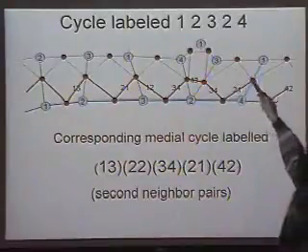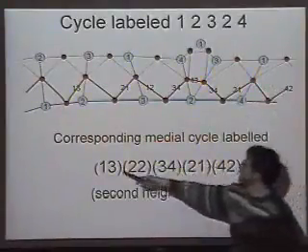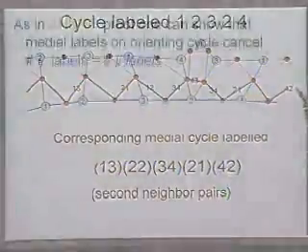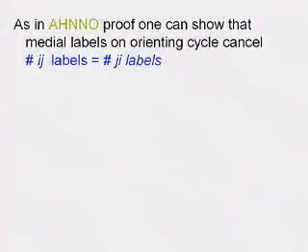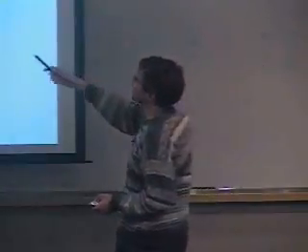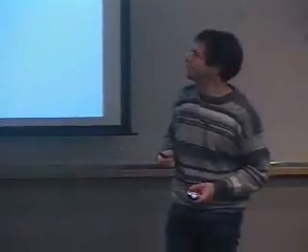So you see 1, 2, 3, 2, 4, and then you have the second neighbors: 1 to 3, 2 to 2, 3 to 4, 2 to 1, and 4 to 2. And so the hope was that we can use the same kind of proof technique to show that in every cycle, the ij labels and the ji labels will be the same, and this is easy to prove actually.